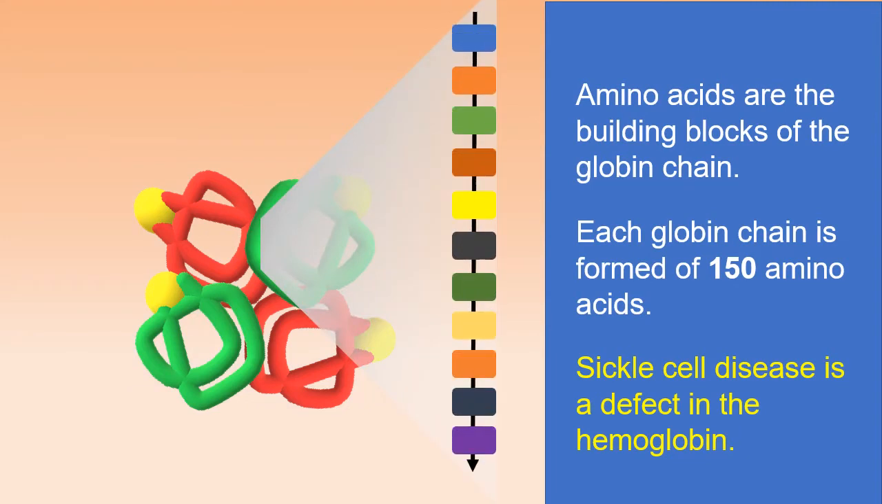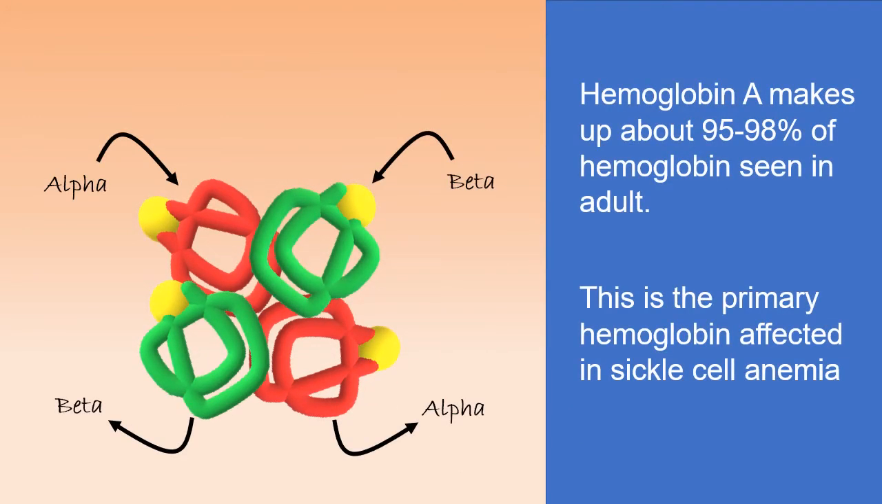Amino acids are the building blocks of the globin chain. Each globin chain is formed of 150 amino acids. Sickle cell disease is a defect in the hemoglobin. Hemoglobin A makes about 95 to 98% of the hemoglobin seen in an adult red blood cell. This is the primary hemoglobin affected in sickle cell anemia.